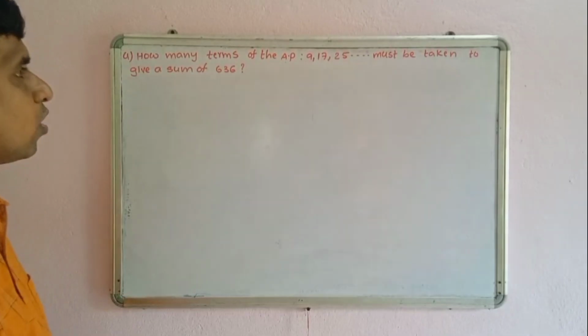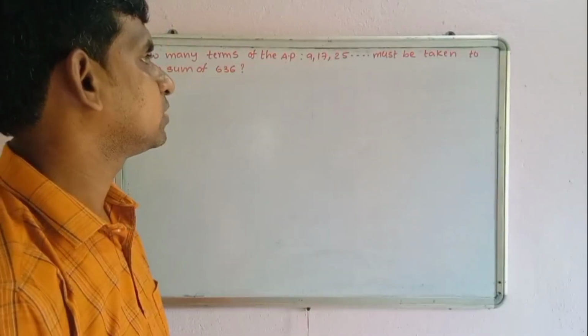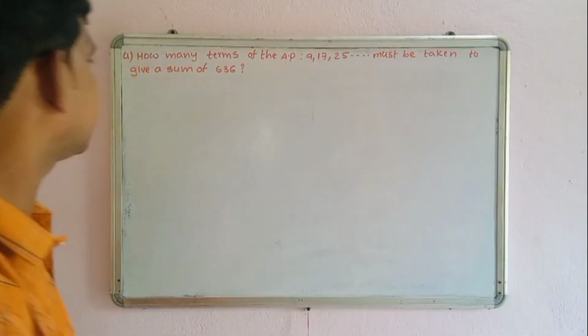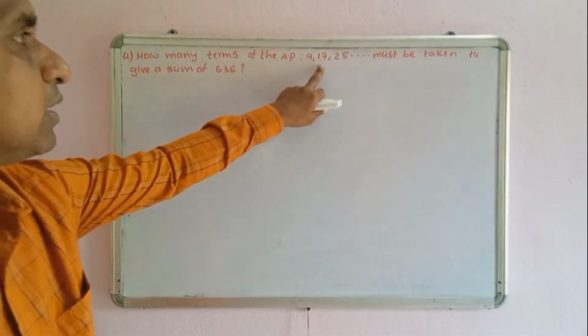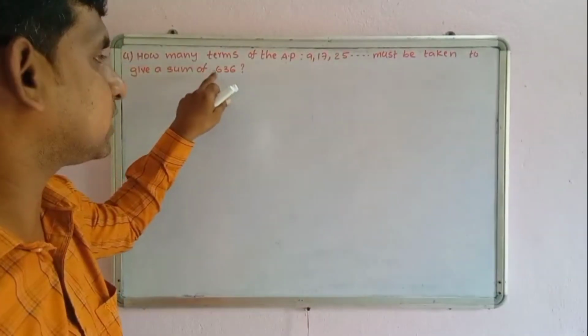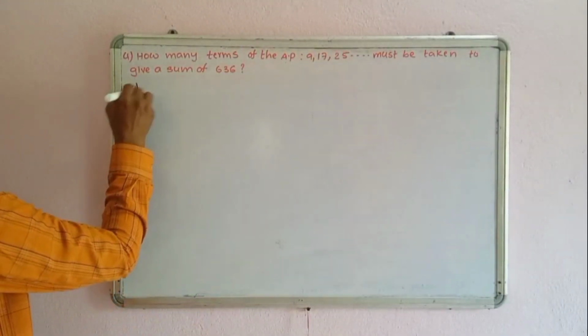Problem 4. How many terms of the AP 9, 17, 25, and so on must be taken to give a sum of 636? Going on like this in this AP, how many terms will give a sum of 636? Okay, see what is the given AP first.